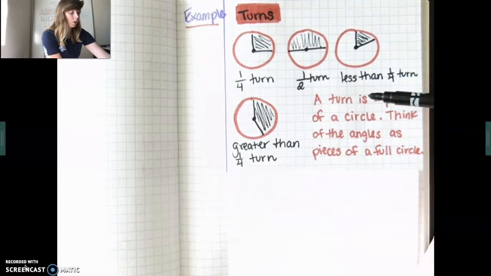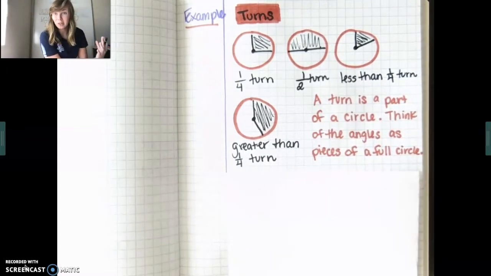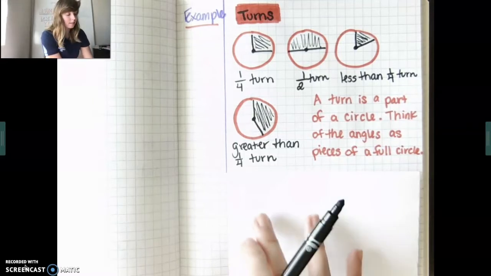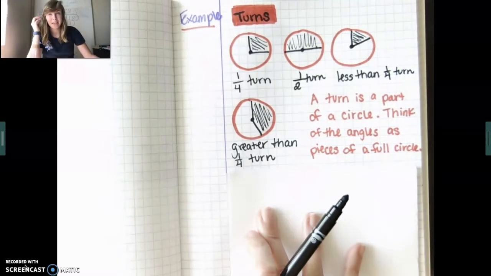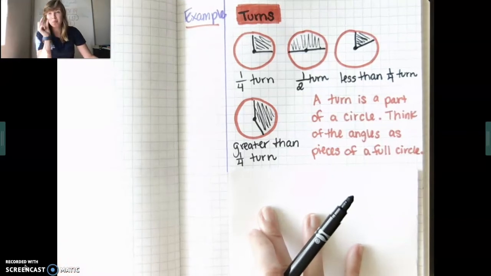So again, a turn is part of a circle. Think of angles as just pieces of a full circle. So that's something you can really make an image out of when you're thinking about angles. Oh, okay, it's just part of a circle.